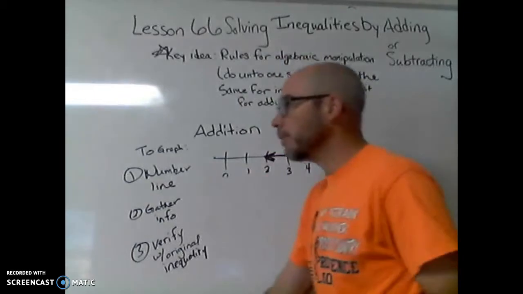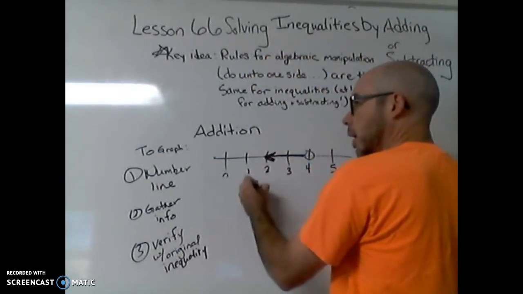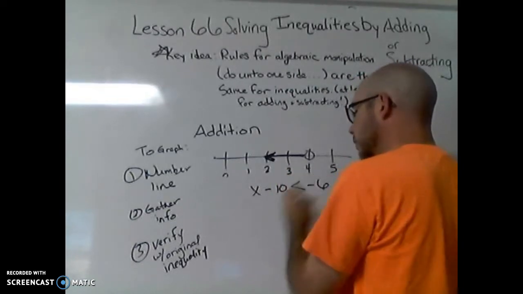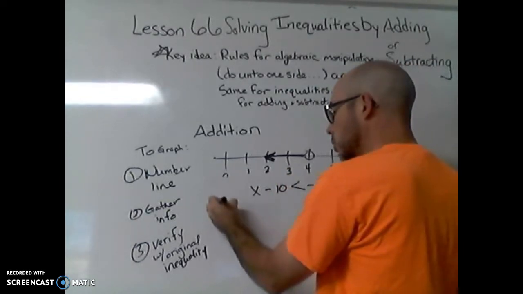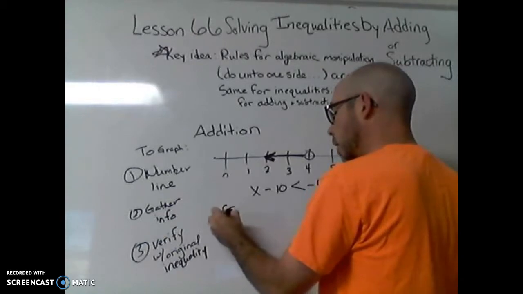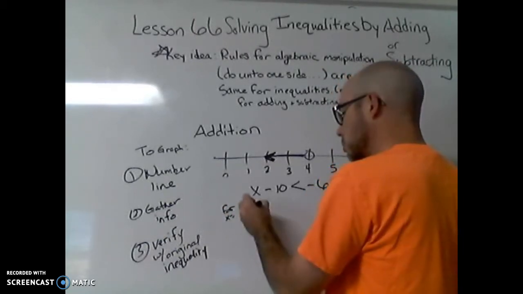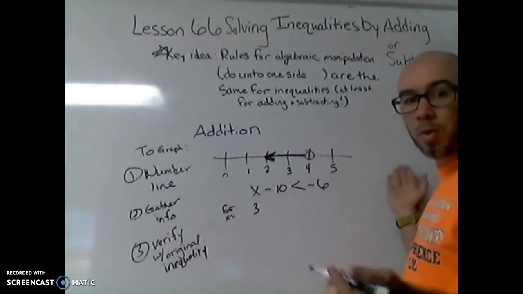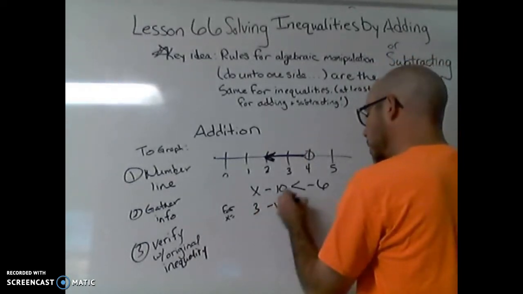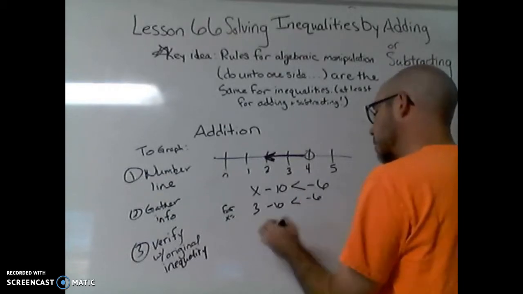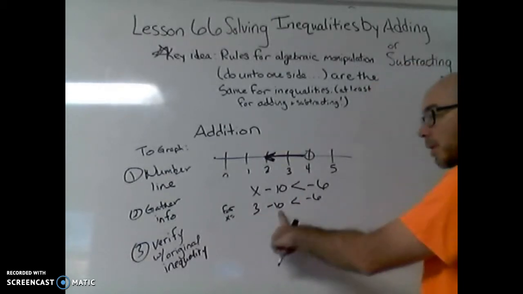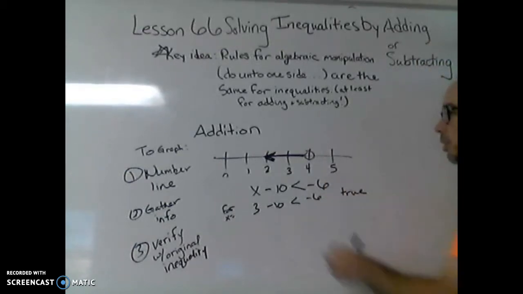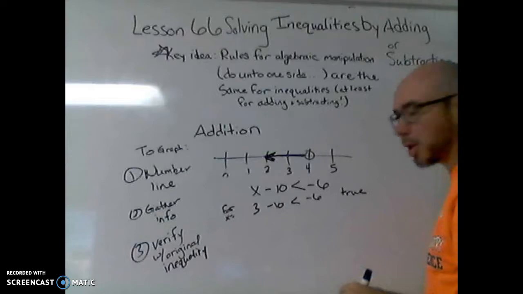So here we go. We take that original thing. x minus 10 is less than -6. And we're going to try this for x equals, let's start with 3. This should work, right? And basically all we're going to say is true or false. So 3 minus 10 less than -6. 3 minus 10 is -7. Is -7 less than -6? Yes. So that's true. That makes sense because there it is on the picture.